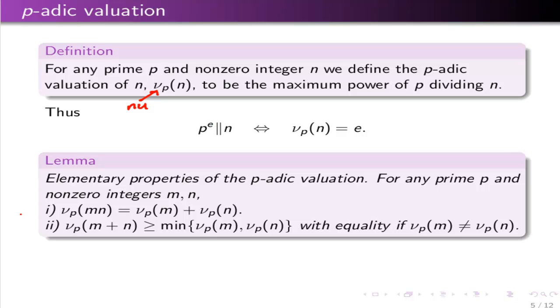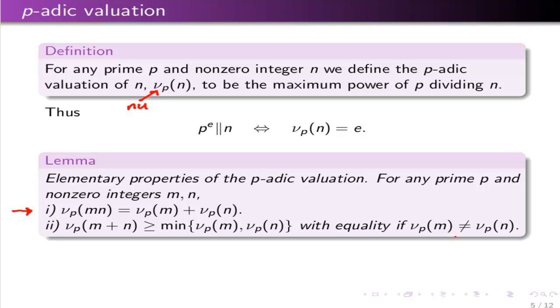The first property says that nu p of a product is the sum of the different nu p values. And the second property is that nu p of a sum is greater than or equal to the minimum of nu p of m and nu p of n, with equality if they have different valuations, if nu p of m is not equal to nu p of n.